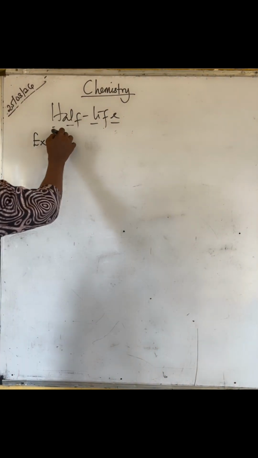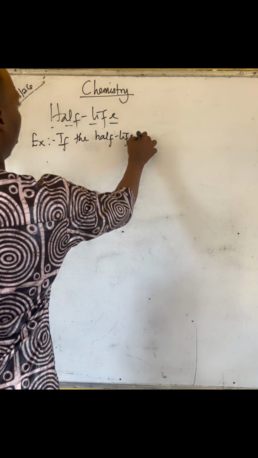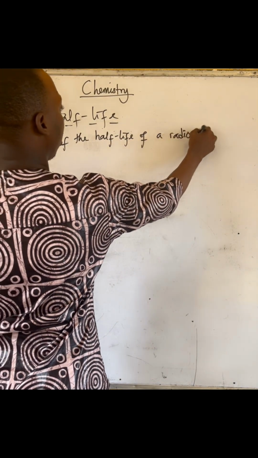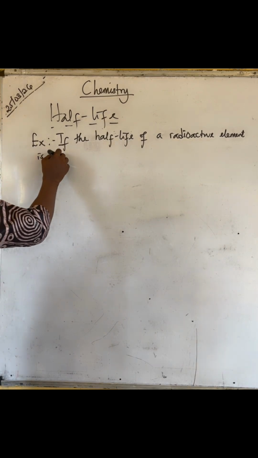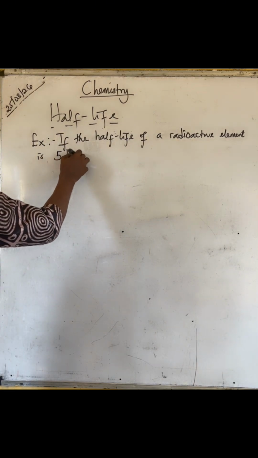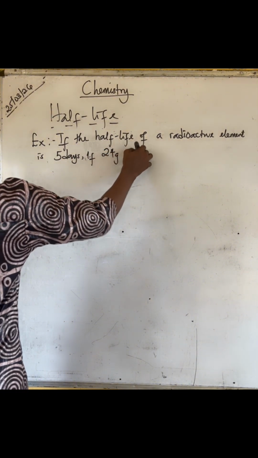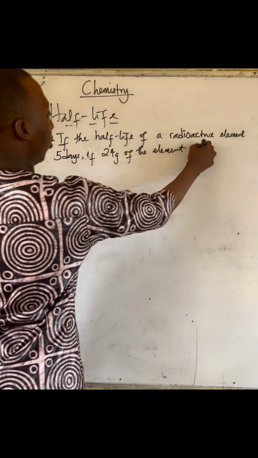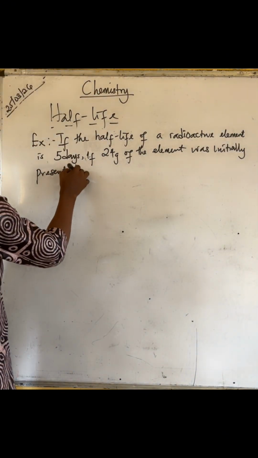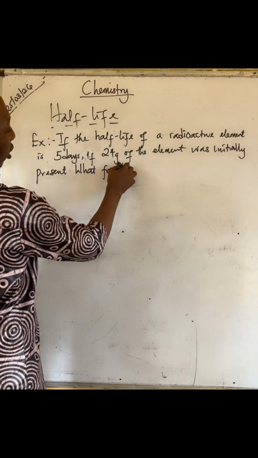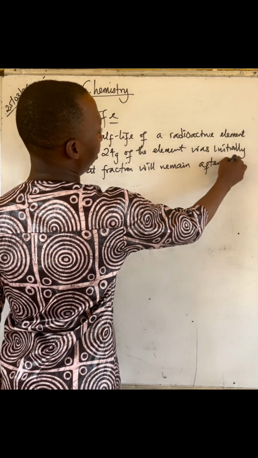Now, let me give you, so let's take an example. If the half-life of a radioactive element is 5 days, and 24 grams of the element was initially present, what fraction will remain after 15 days?